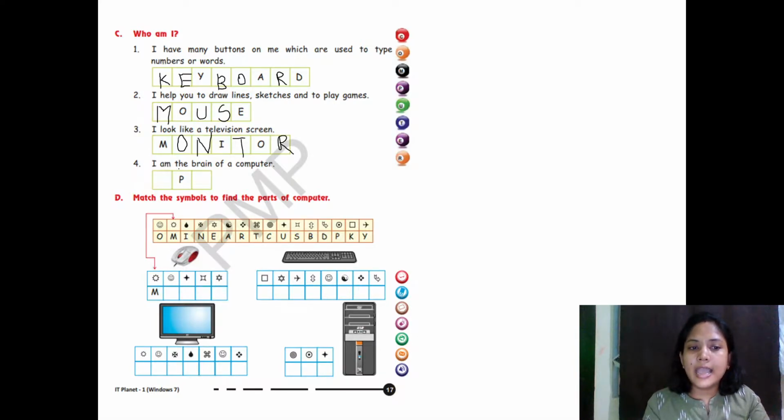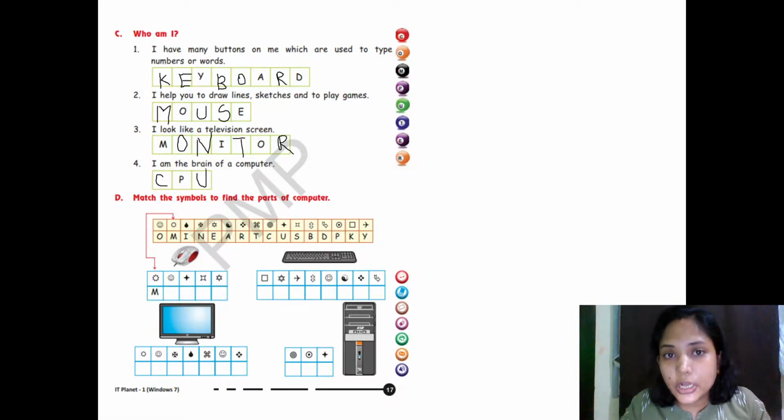Now I am the brain of a computer. It is the brain of a computer. What is it? It is the CPU. CPU. What is the full form of CPU, children? Central Processing Unit. Okay. Central Processing Unit.